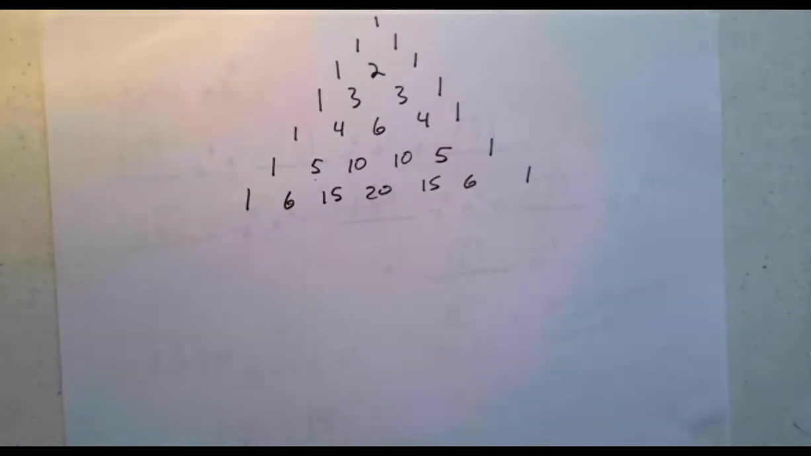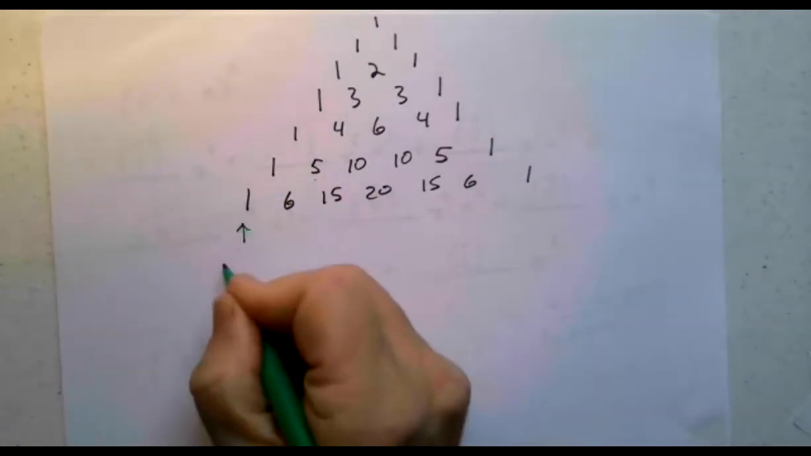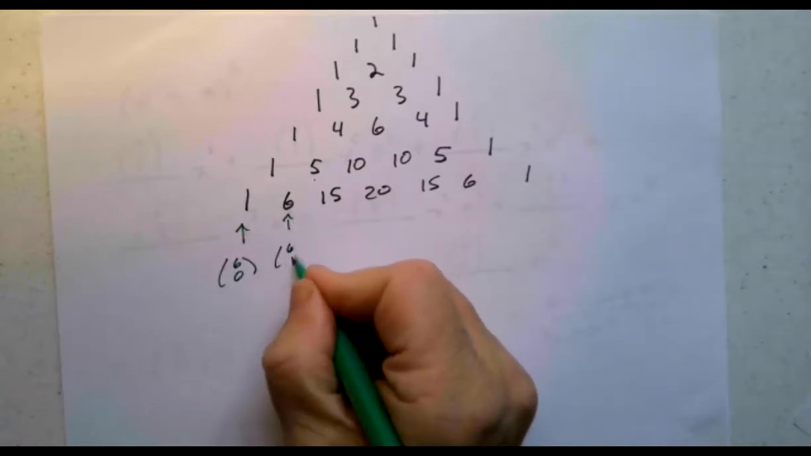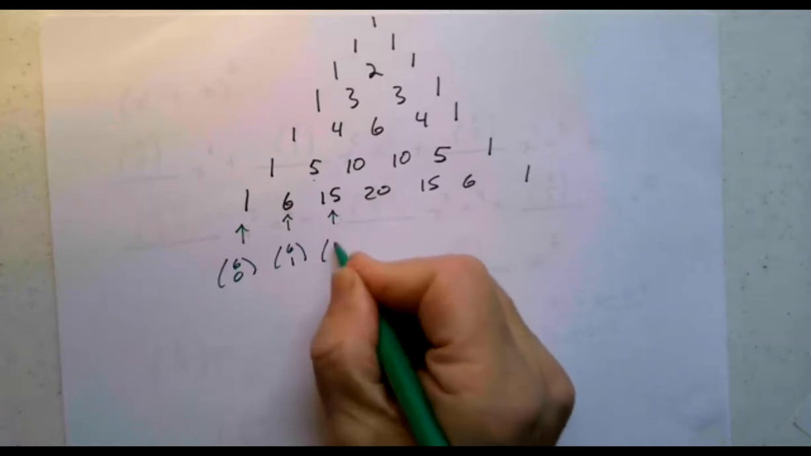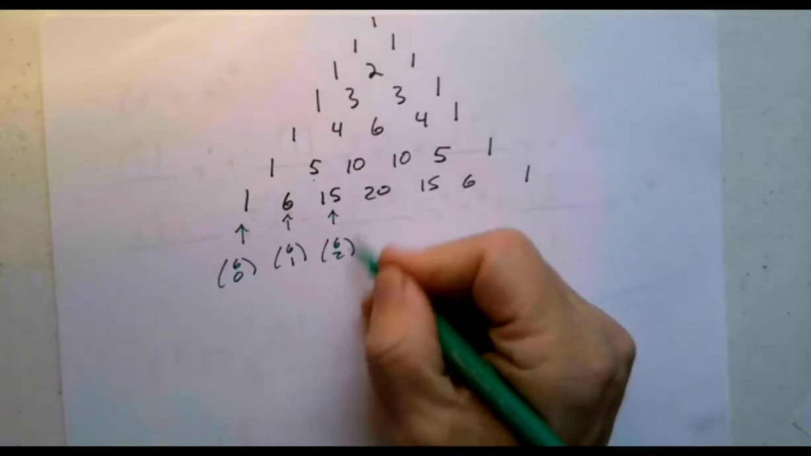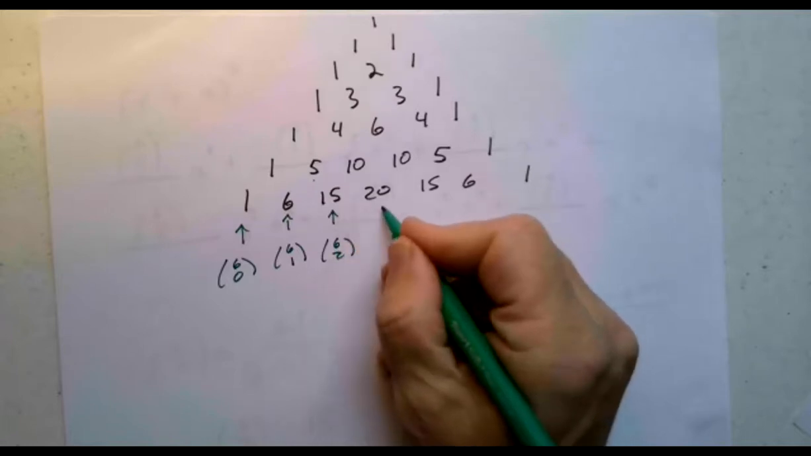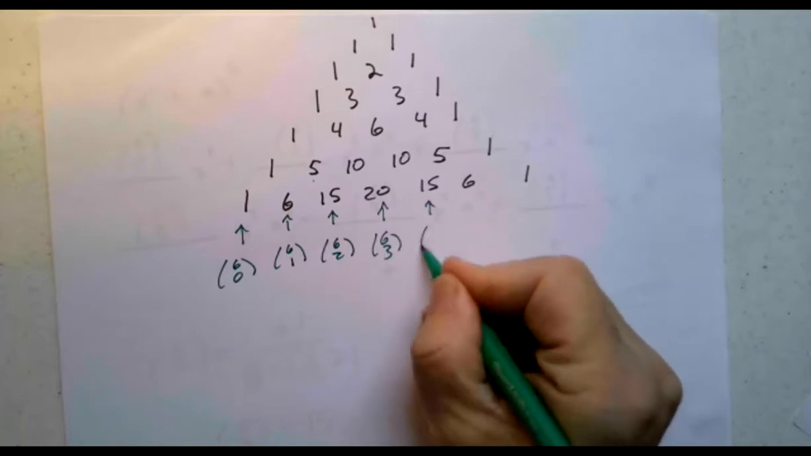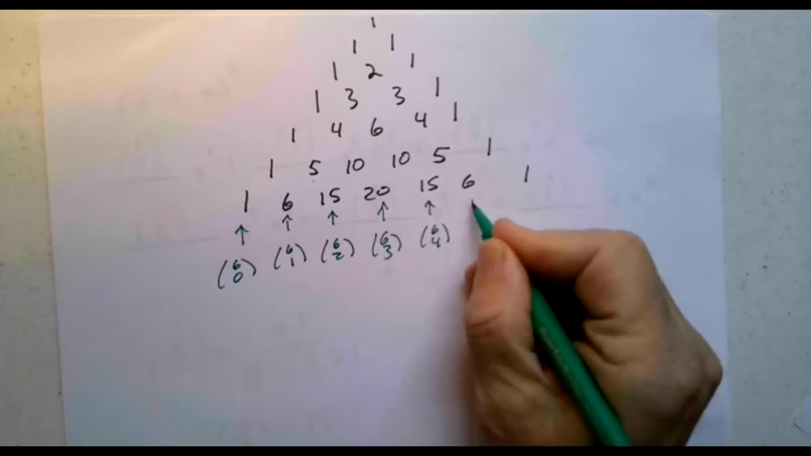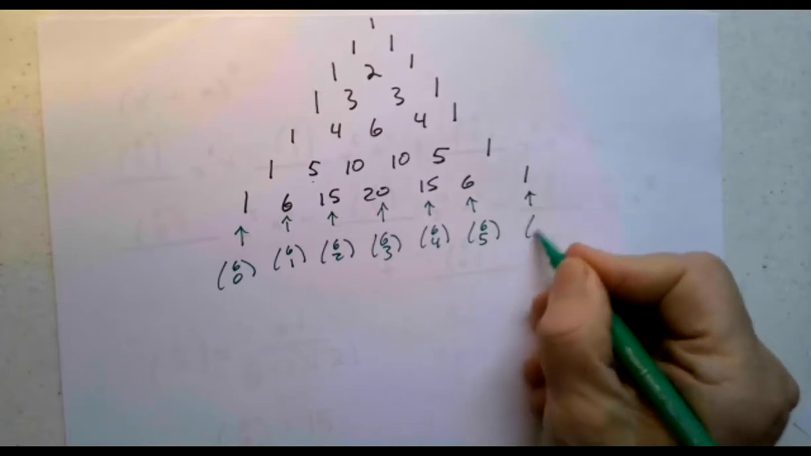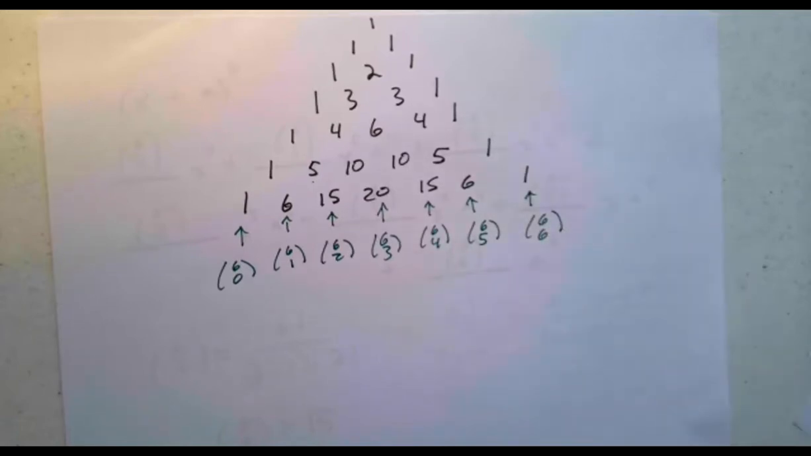So what does this correspond to? 1 is 6 choose 0. 6 is 6 choose 1. What we just did was 6 choose 2. 6 choose 2 is 15. 6 ingredients. How many pizzas have exactly 2 ingredients? 15 different pizzas. 6 choose 3 is 20. 6 choose 4 is 15. 6 choose 5 is 6. And 6 choose 6 is 1.